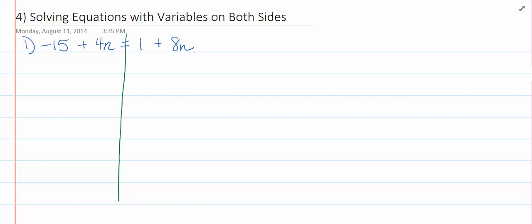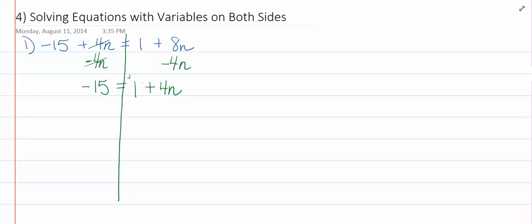I always try to do it so that I don't have negative numbers. So if I want to get my n's together, I'm going to bring it to the other side. So I'm going to subtract 4n. What I do to one side, I must do to the other side. I'm left with negative 15 on the left. And I have 1 plus 8 minus 4. Those are like terms. It's going to be 4n. And now it's a much easier problem to solve.